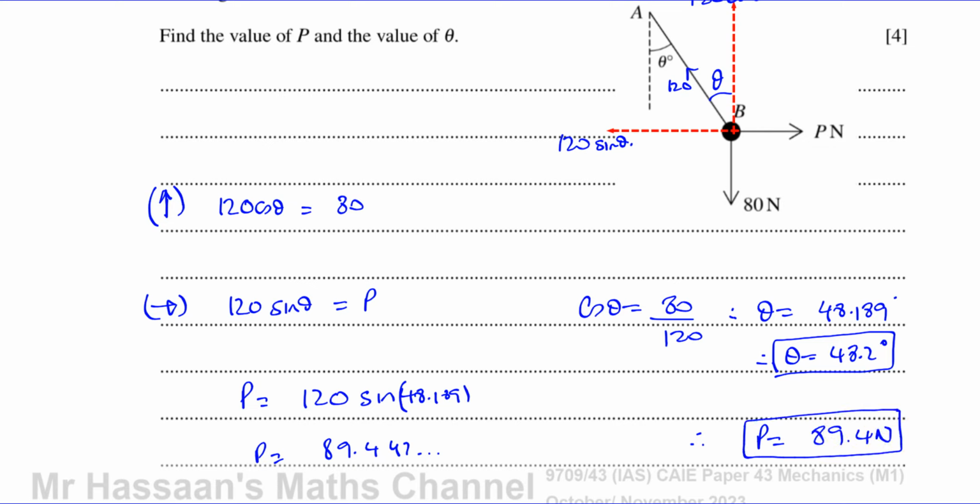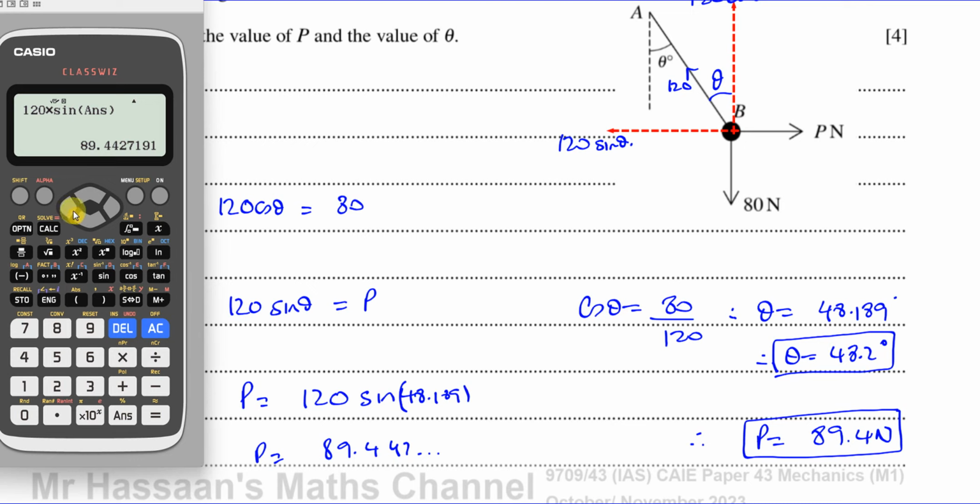Now, what many people did is they took the answer and put in 48.2, and you can see the answer comes as 89.5. Now you will lose a mark for this. So always use the more accurate form of your answer. What I did is I used the answer in my calculator, or even if I use it to one more decimal place, so 48.19, and then use that in the answer, you'll see that it will give me the correct answer when it's rounded, 89.4.